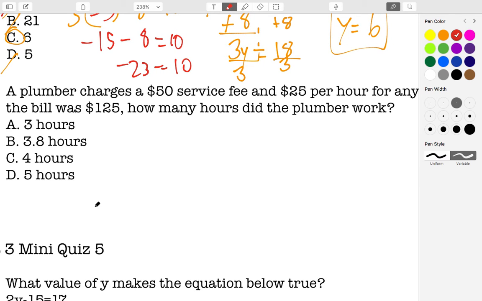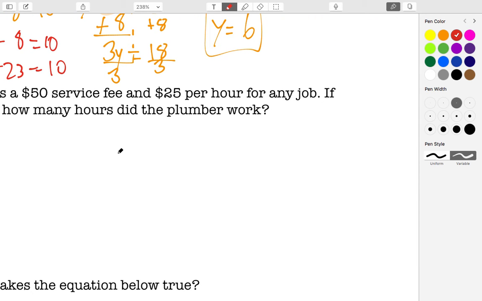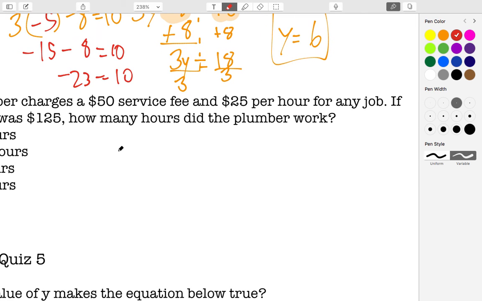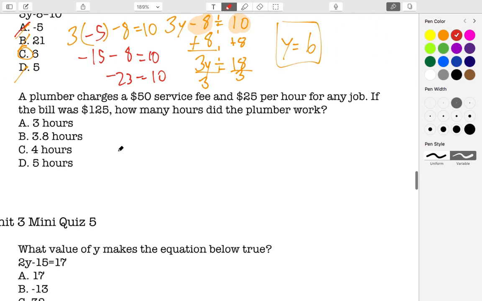Okay, a plumber charges a $50 service fee and $25 per hour for any job. If the bill was $125, how many hours did the plumber work?